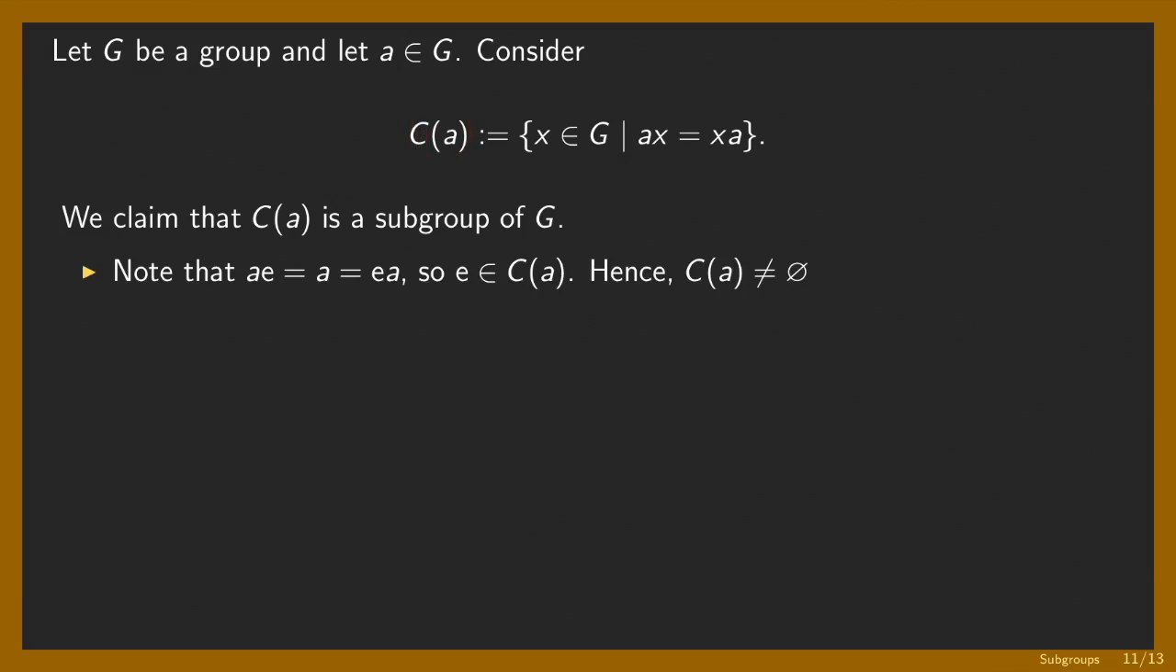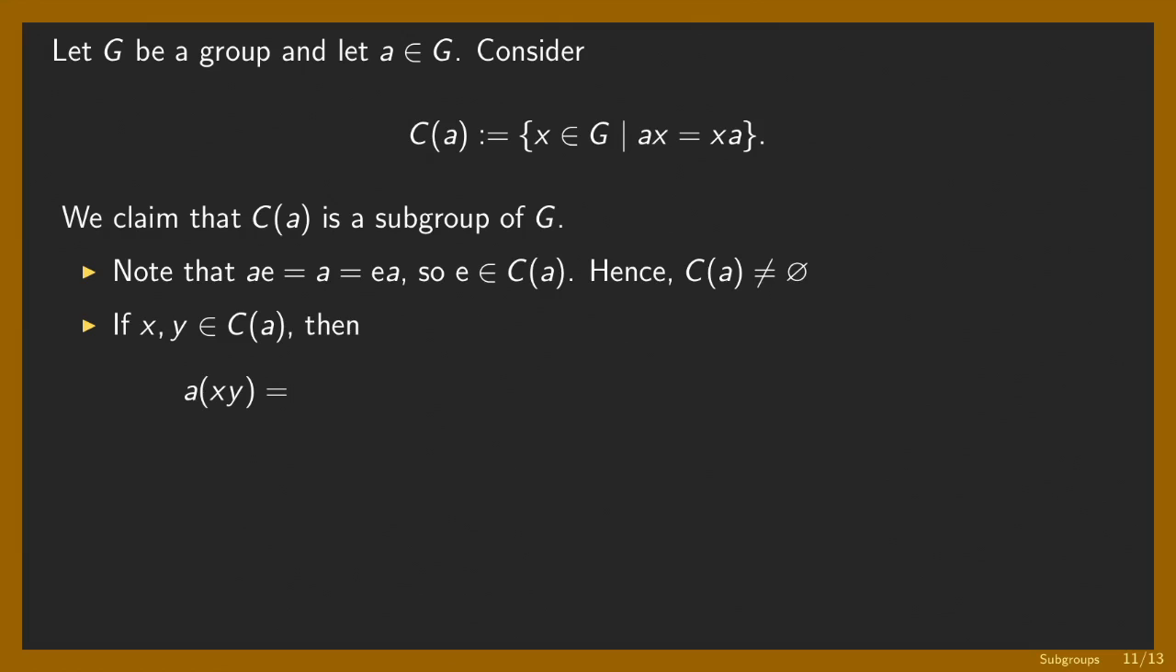To do this, first, take note that AE is A and EA is also A. Therefore, AE is equal to EA. It means to say that E commutes with A, so E is in this set. Hence, C of A is not empty. Actually, my direction is to use the 3-step subgroup test.